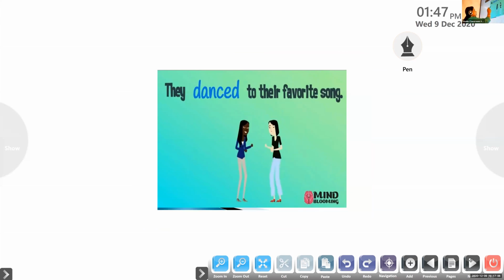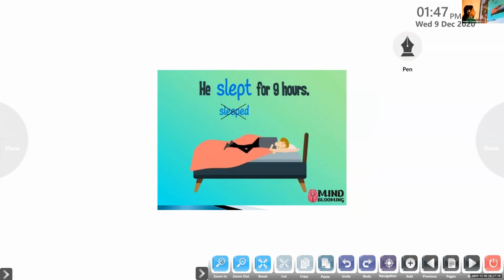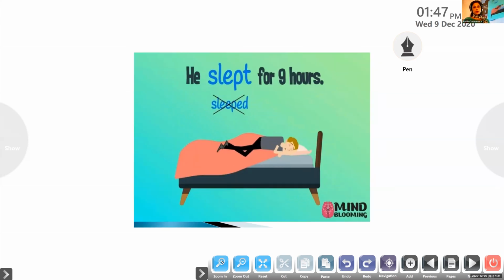Quickly we'll revise, okay? They danced to their favorite song. So the verb dance is in the past tense. You can see here, ed is being added to the word to show that the action is in the past tense. All of you look at the slide, it's already been explained to you. But as I've already told you, not all the words follow the rule.